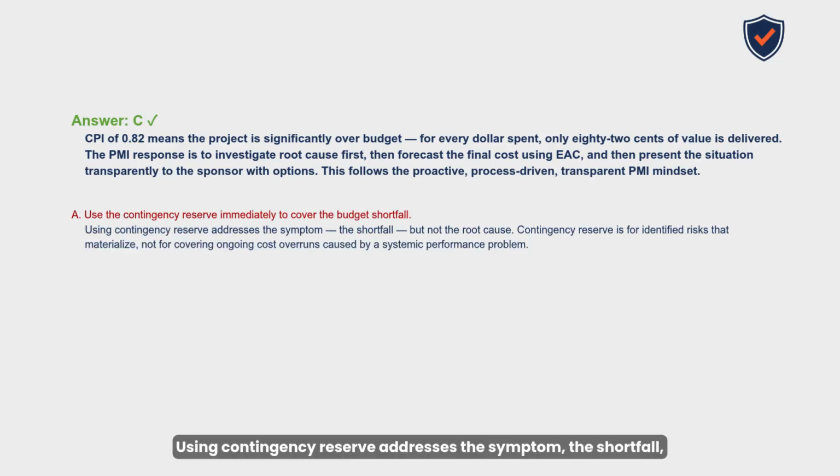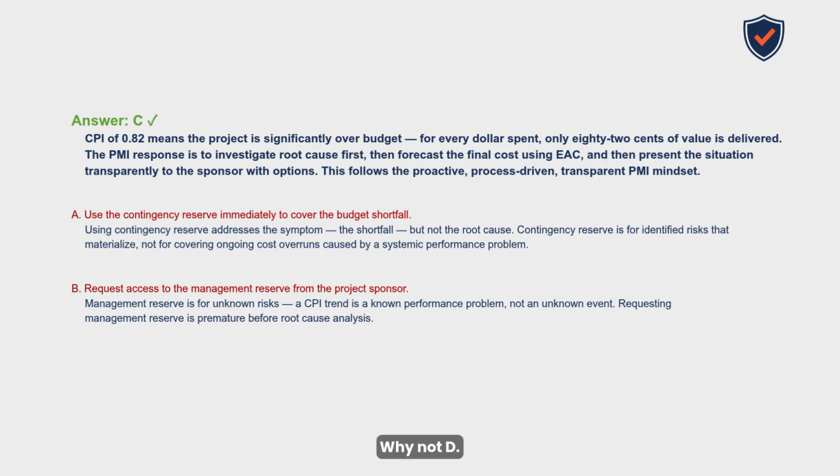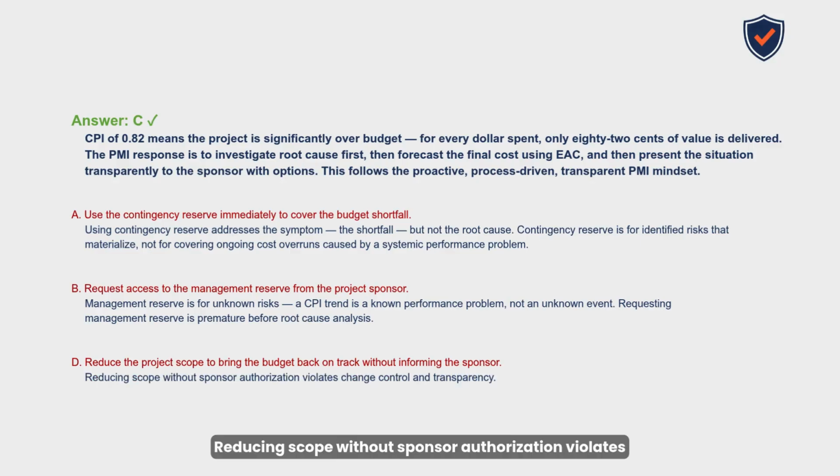Why not A? Using contingency reserve addresses the symptom, the shortfall, but not the root cause. Contingency reserve is for identified risks that materialize, not for covering ongoing cost overruns caused by a systemic performance problem. Why not B? Management reserve is for unknown risks. A CPI trend is a known performance problem, not an unknown event. Requesting management reserve is premature before root cause analysis. Why not D? Reducing scope without sponsor authorization violates change control and transparency. C is correct because it investigates, forecasts, and escalates in the right sequence.